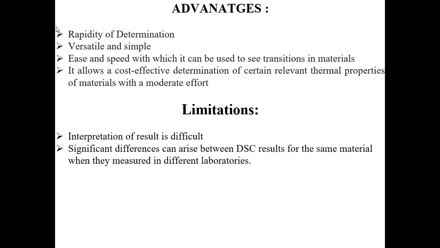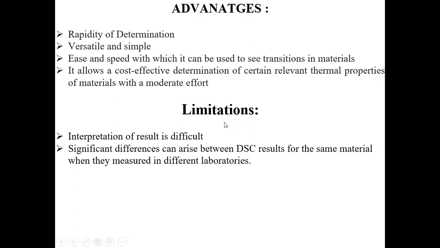Rapidity means we can determine very rapidly how the polymer is undergoing the transition process, and it is versatile. We have FTIR, DSC, and XRD. Compared to these three analytical techniques, the rapidity of determination is very good and it is versatile, simple and easy, and fast in showing the transition in your samples. Coming to cost, it allows a cost-effective determination of certain relevant thermal properties of your material with minimum effort.